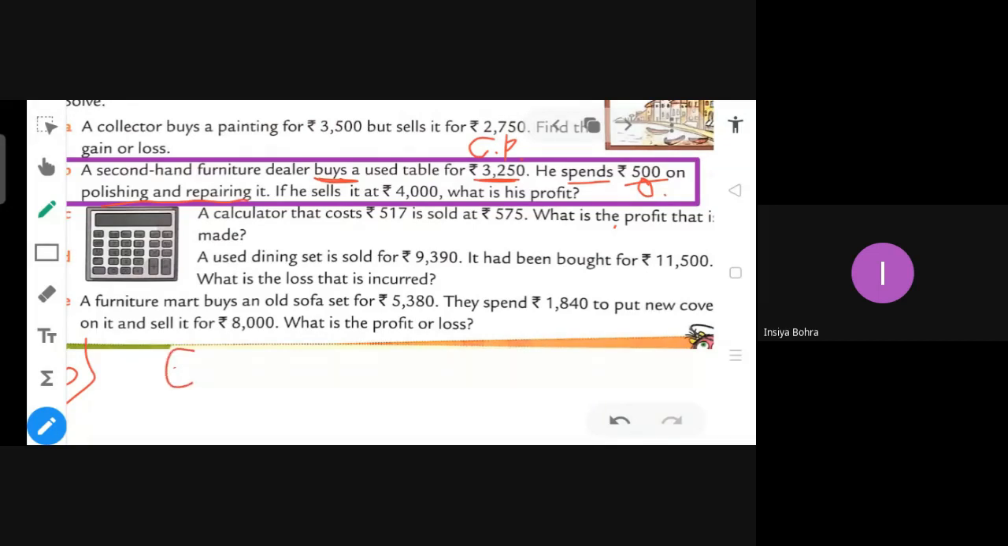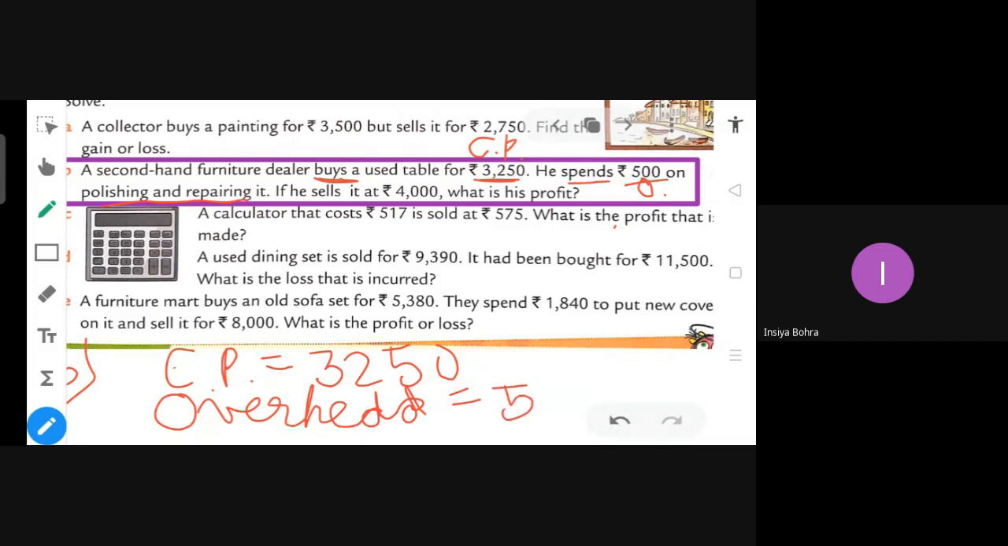So cost price is 3,250 and overhead, that is 500, extra expense. So now when extra expense is given, we have to find the final cost, the total expense. So who will say the formula to find the final cost?